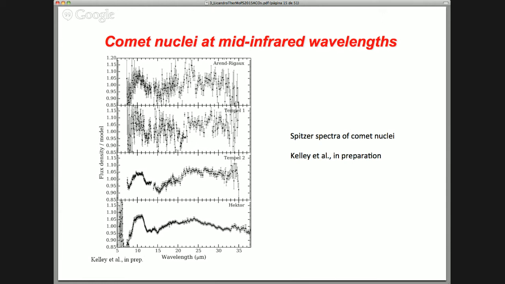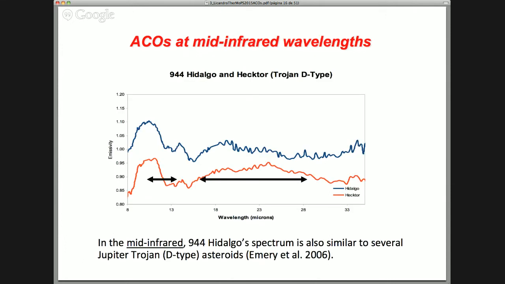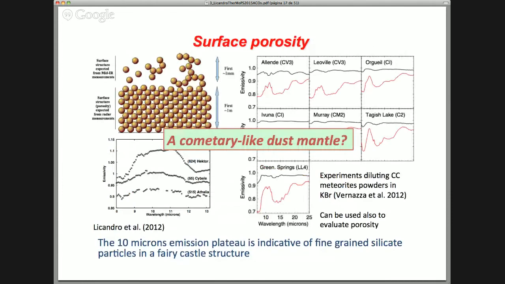Here is a comparison of the spectra of Hidalgo with Hector. Look, they are very, very similar. So in the mid-infrared, it seems we're looking at the same thing that was interpreted by Vernazza et al., in this paper, as this structure of very fairy-castle dust, almost floating on the surface of the asteroids, observed in some primitive asteroids. This is Hector, this is Cybele, and Natalia, two papers by Licandro et al.